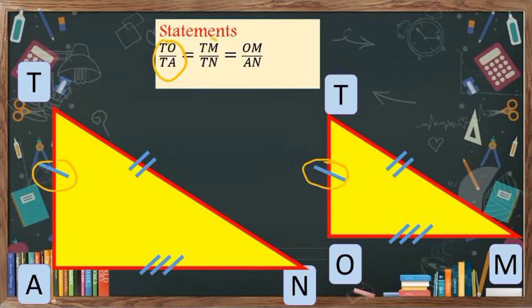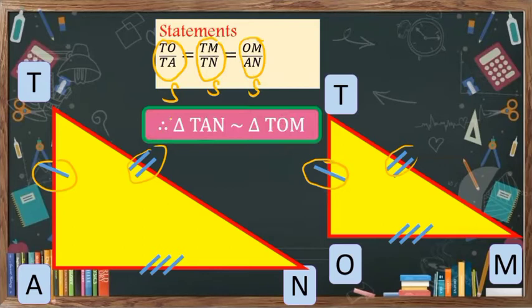Next, TM is to TN, the longest sides, and then OM is to AN. So remember, you can do this in any order, but you have to make sure of their pairs of corresponding sides. Alright? So we use the three sides of the two triangles. Therefore, triangle TAN is similar to triangle TOM by SSS Similarity Theorem.